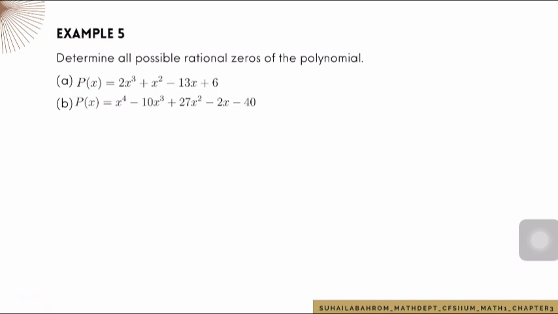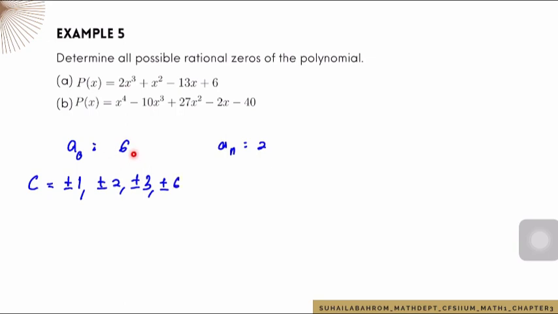Determine all the possible rational zeros. We have here p of x equals 2x cubed plus x squared minus 13x plus 6. From here we can detect that a naught is equivalent to 6 and a n is equivalent to 2. And the factors of a naught, which are the values of c, are plus minus 1, plus minus 2, plus minus 3, and plus minus 6.